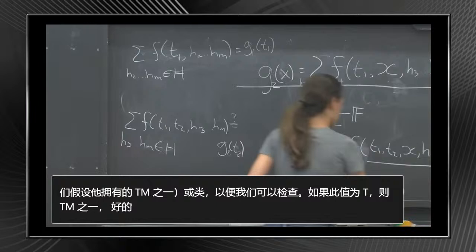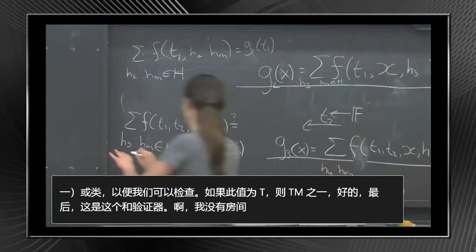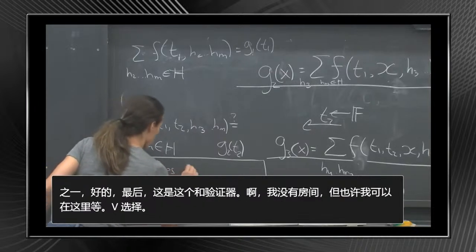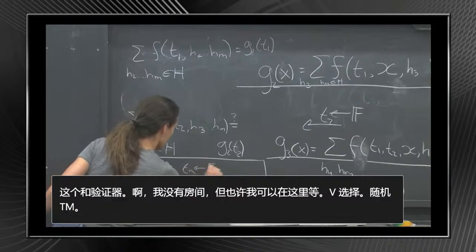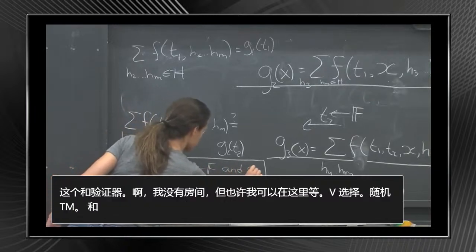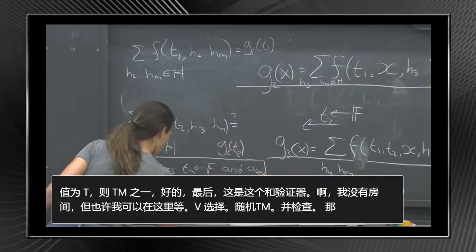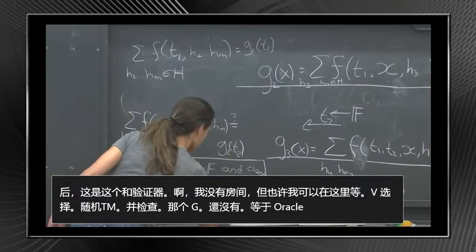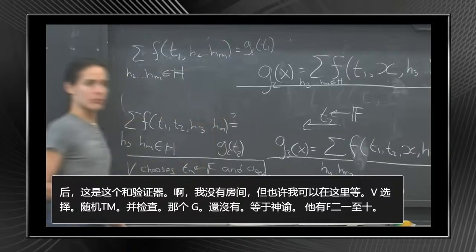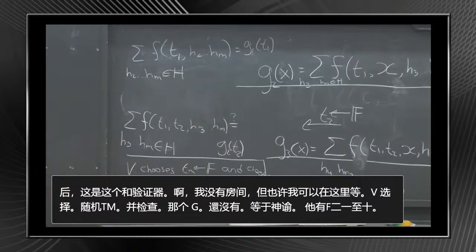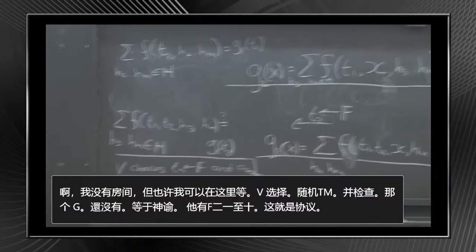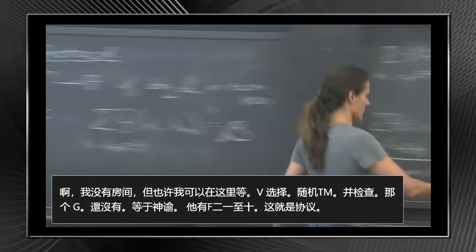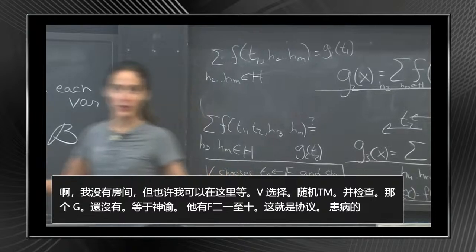Okay, so finally, the verifier, I'm out of room, but maybe I'll write here. V chooses random Tm and checks that Gm of Tm is equal to the oracle he has, f on T1 up to Tm. That's the protocol. I'll give you a minute to appreciate the beauty while I erase the board.